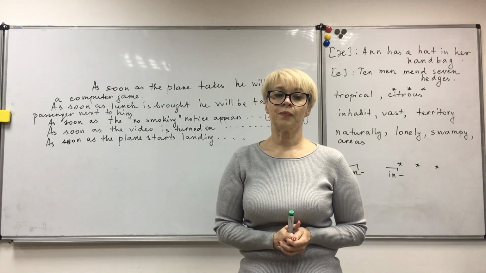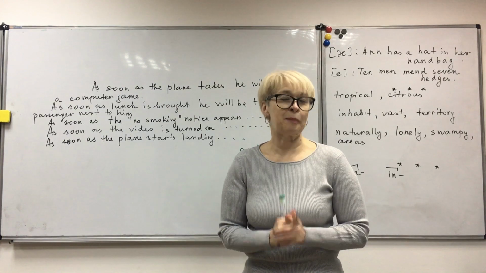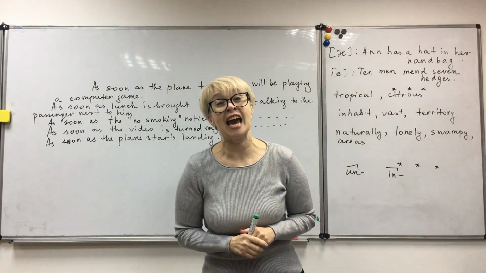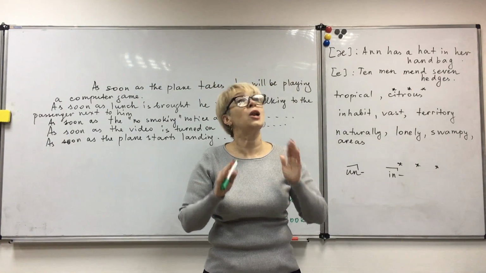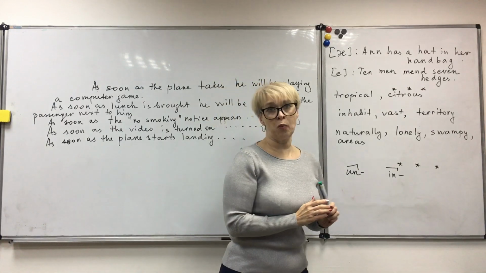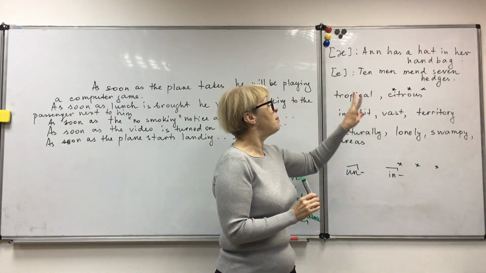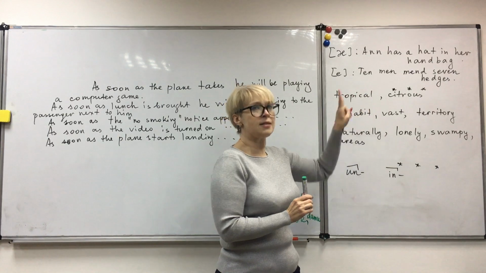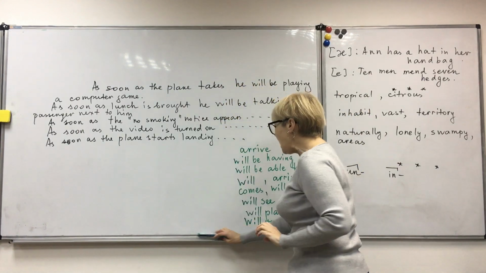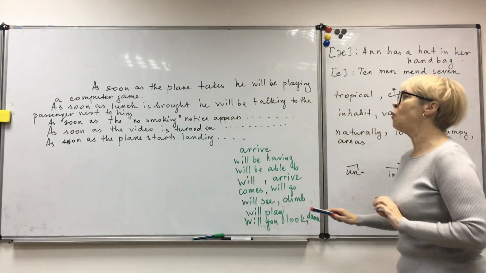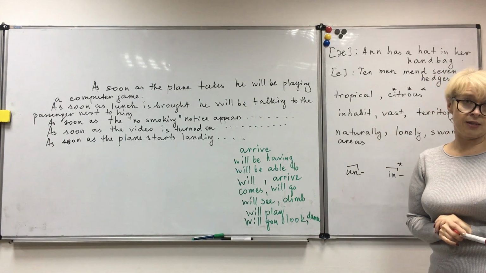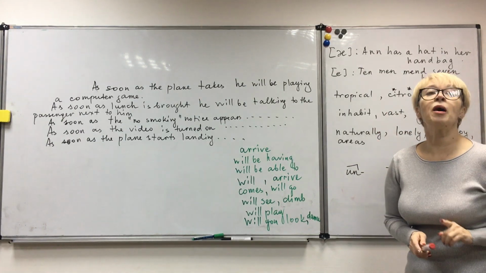And now, friends, let's play a game. You know this game and we have played it a lot of times. You've got some words. Let's start it with a combination of two words. Tropical, citrus. Have you got any idea how to make up a sentence with these words? And remember, we are speaking about Australia.